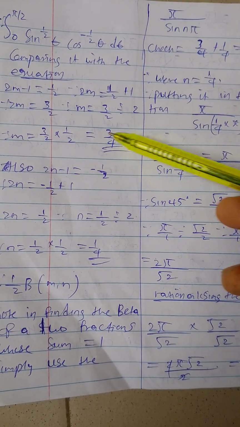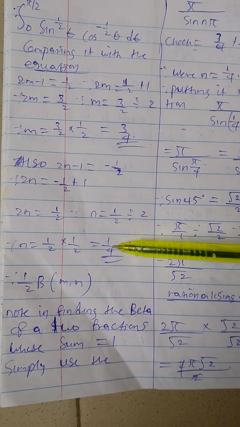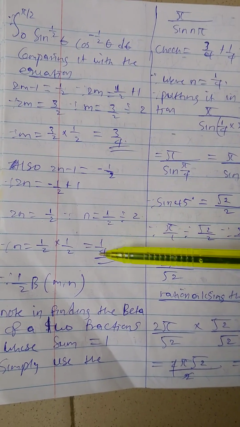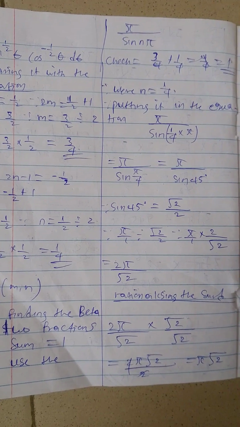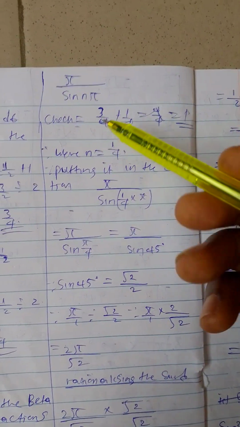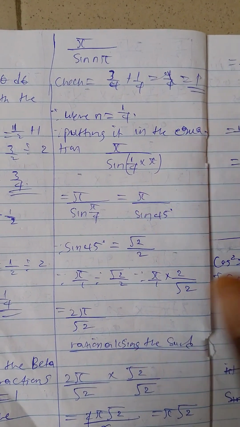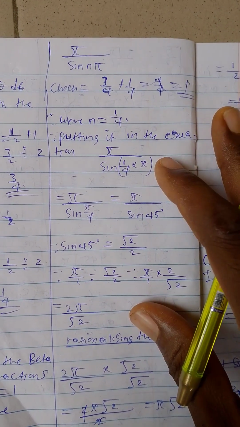So if you check, my answer for m is 3 over 4, and my answer for n is 1 over 4. So you do 3 over 4 plus 1 over 4, that will give you 1. So it means that this obeys this rule. Check what I said: 3 over 4 plus 1 over 4 will give you 1, right?